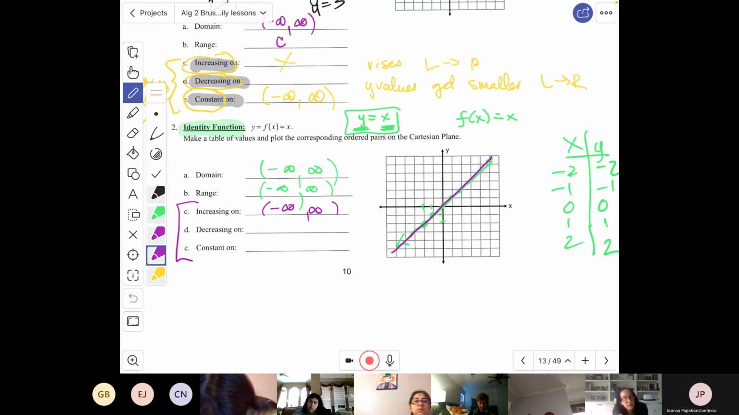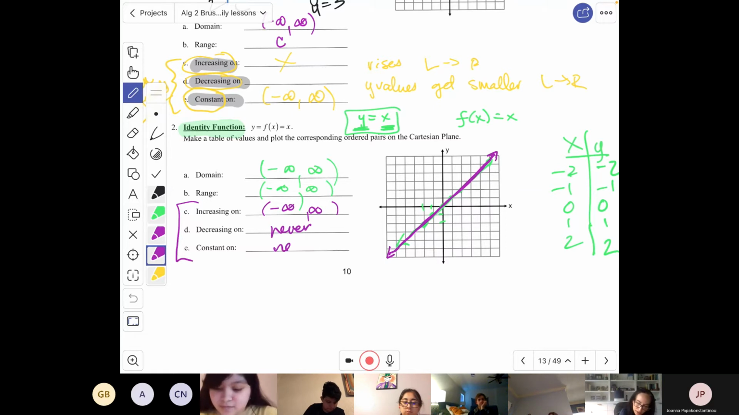Now, is this function ever decreasing? If so, what interval? Are y values ever getting smaller as we increase our x values? Nathan? Yes, no, maybe so? If I say that the function is increasing over all x values, can it ever be decreasing? No, because I just said it was always increasing. So never, right? And it can never be constant.